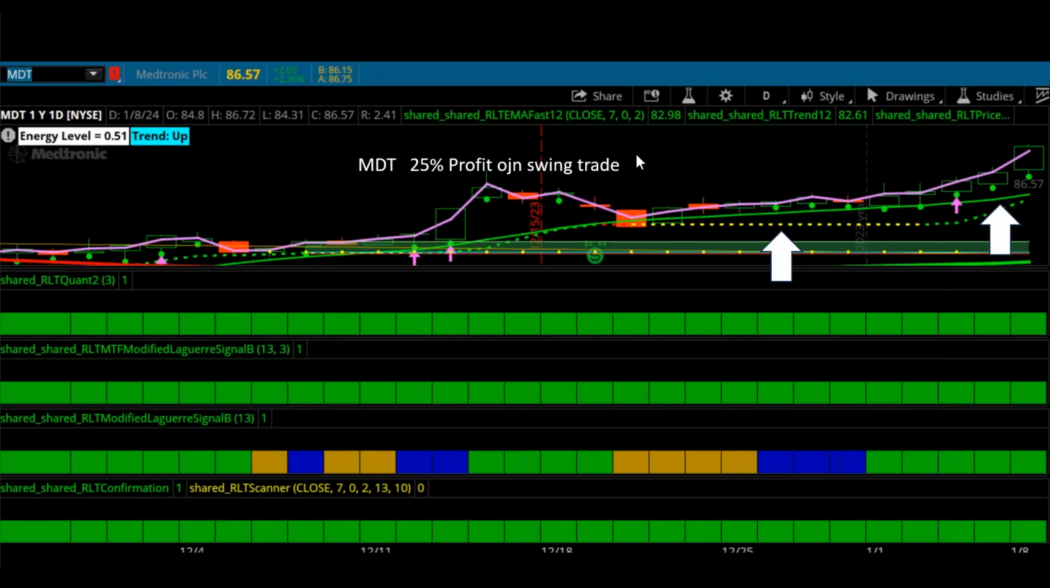MDT, this is a medical equipment manufacturer here. Again, 25% on a swing trade. You see we went from yellow to blue here in the current time frame. Momentum, this is the daily chart. So the current time frame went from bearish to bullish. But the multiple time frame was already very, very green.